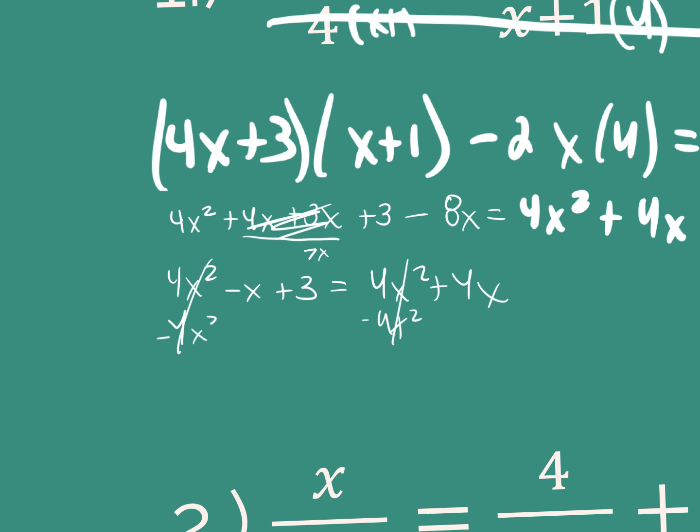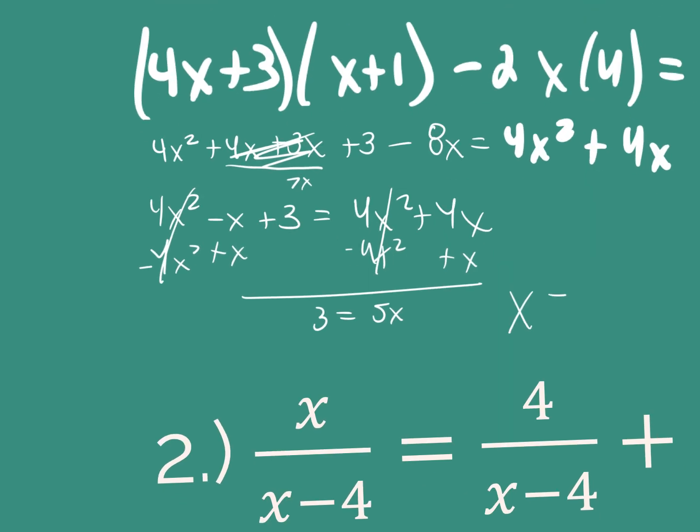So what should I do? Okay, let's add x to both sides. So 3 equals 5x. What does x equal? 3 over 5, 3/5. Good.